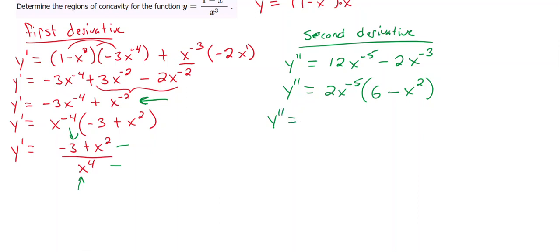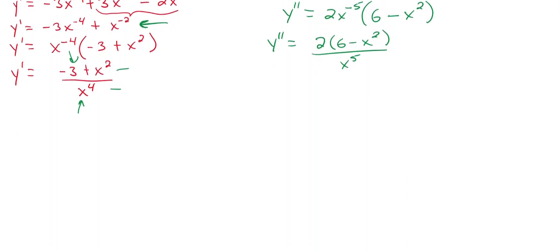Y double prime is equal to, so the 2 still stays up in the numerator, so 2 times 6 minus x squared all over, and then this x to the -5 jumps down to the bottom, x to the 5 now. All right, so now let's find our critical numbers.